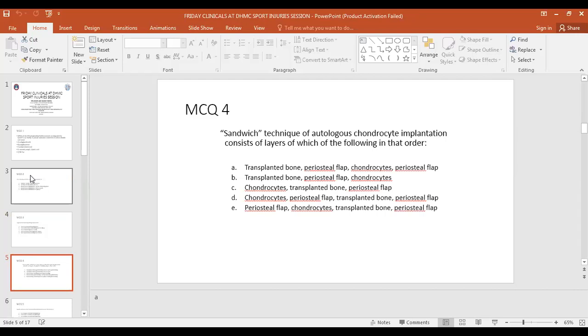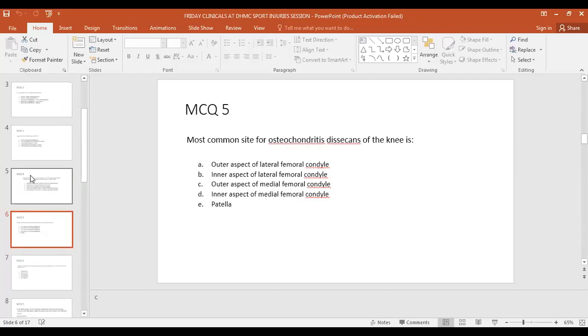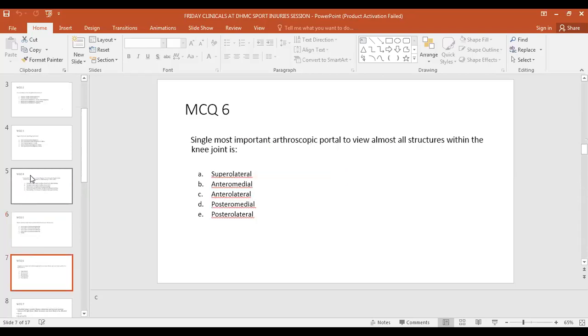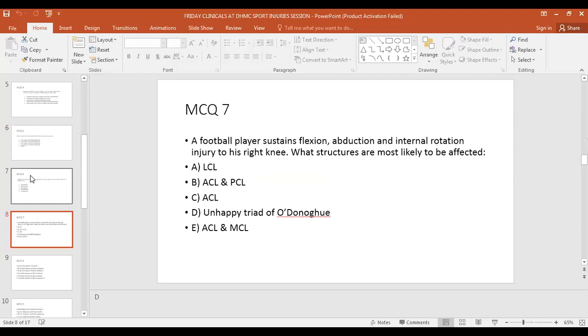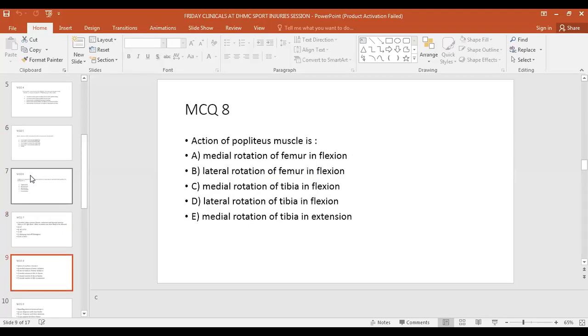MCQ 4, sandwich technique, the correct answer is A: transplanted bone, periosteal flap, chondrocytes, and then again periosteal flap. MCQ 5, the most common site for osteochondritis dissecans of the knee is the outer aspect of the medial femoral condyle. MCQ 6, the correct answer is C, anterolateral portal. MCQ 7, the correct answer is unhappy triad, D option.